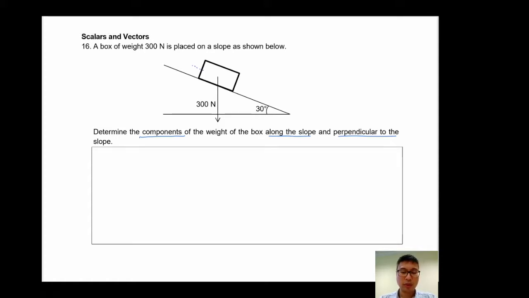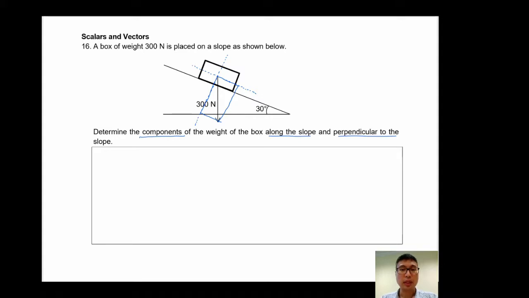Now, we want to resolve the vector of 300 newtons along the slope. So we draw an axis along the slope and also perpendicular to the slope. Now, the next thing we need to do is draw the components. How do we draw the components of a vector? Very simply, we draw a box. Now, this box will have the vector as the diagonal of the box. Alright? So, here is the box with our vector inside.